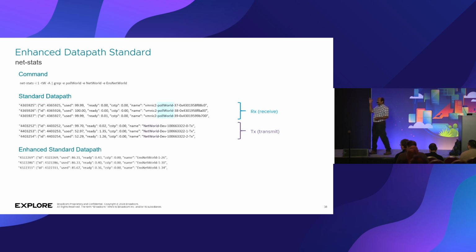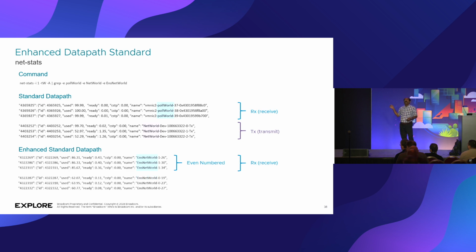So enhanced data path standard, instead of using two different threads, we use the same ENS network thread. And based on whether it is an even numbered or an odd numbered instance, you can figure out whether it is the receive thread or the transmit thread. And again, you get the usage here. And what people do is monitor this usage to confirm what's going on with their systems.